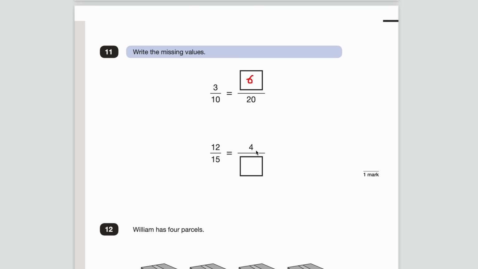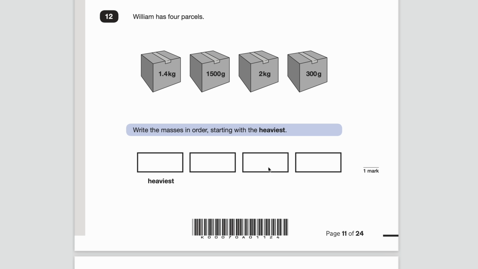And the same is also true here, but we're going a different direction. We're dividing rather than multiplying. So we can see that we've got 12/15 on the left, and we've got 4 something on the right. So how do we get from 12 to 4? We divide it by 3. So in order to get an equivalent fraction, we need to do the same to the bottom as well, the denominator. 15 divided by 3 is 5. So 4/5 is the same as 12/15. Those are your answers. Number 12.